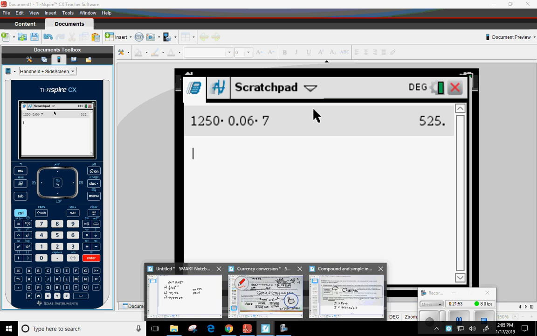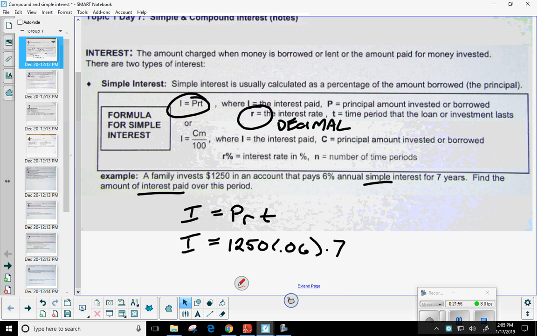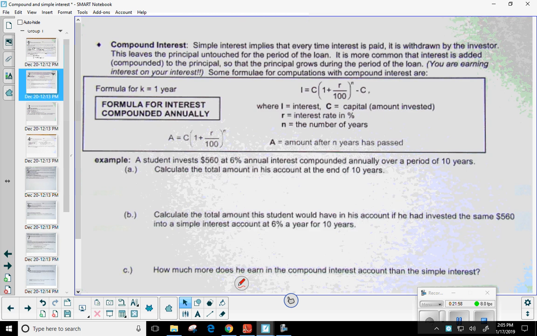Okay, and now we have compound interest. Simple interest implies that every time interest is paid, it is withdrawn by the investor. This leaves the principal untouched for the period of the loan. It's more common that interest is added, compounded, to the principal so that the principal grows during the period of the loan. You're earning interest on your interest, and that's really what you want to do. In fact, personally, I think the most important component here is going to be time. Just leave it alone. Don't pull money out. Just let it continue to grow, because the larger it gets, the more you're going to earn.